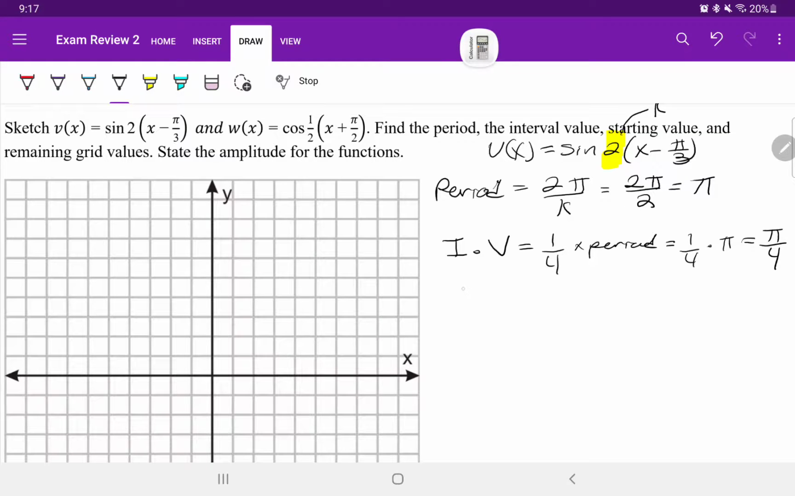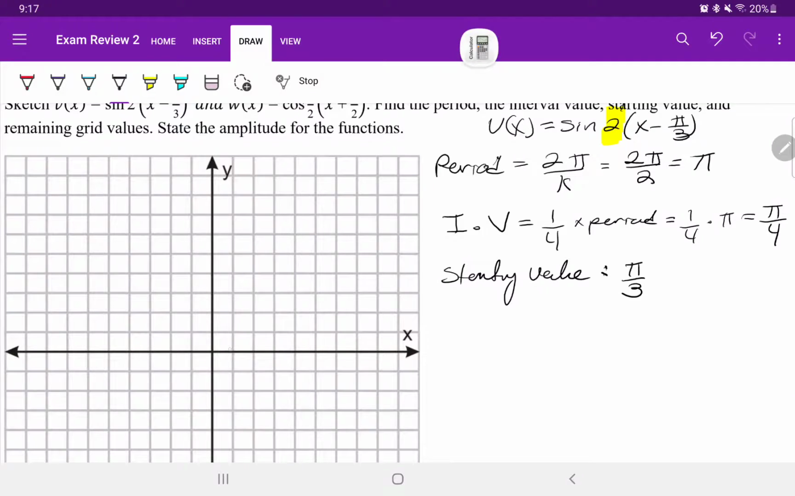The starting value in this case is going to be pi over 3. Now remember, we are subtracting pi over 3 from the variable. When we are subtracting from the variable, that is a horizontal shift to the right of pi over 3 units.